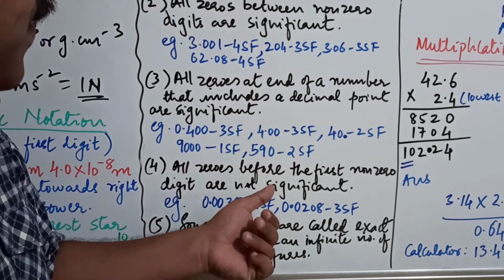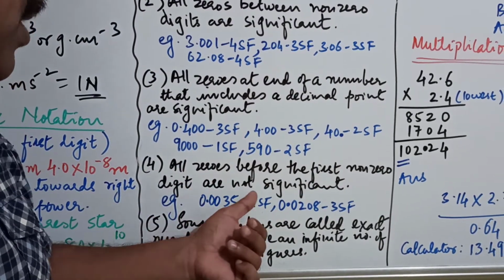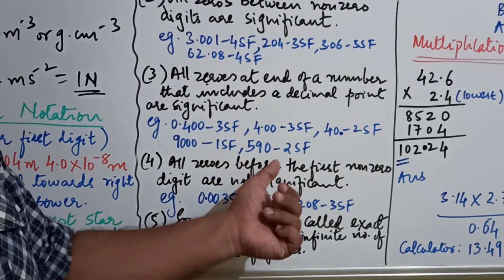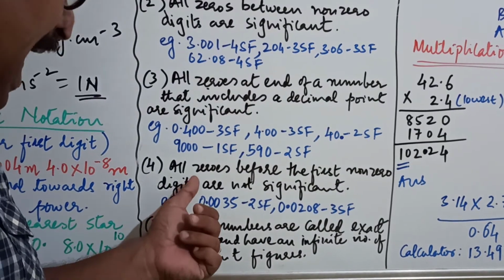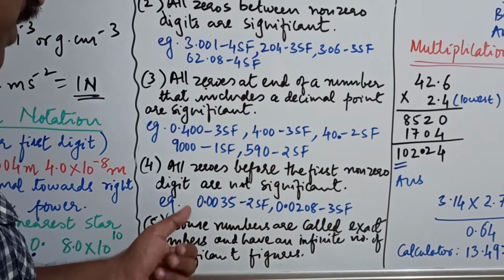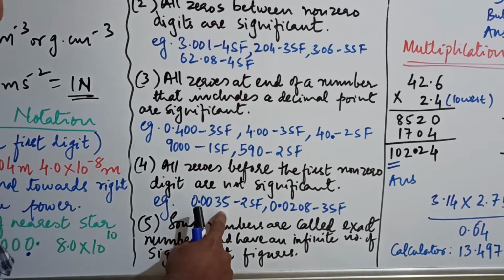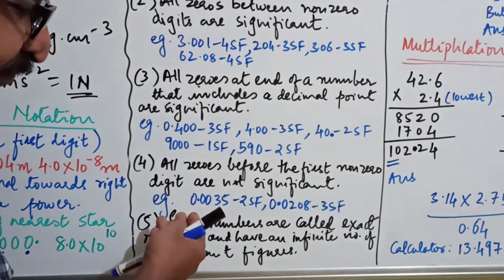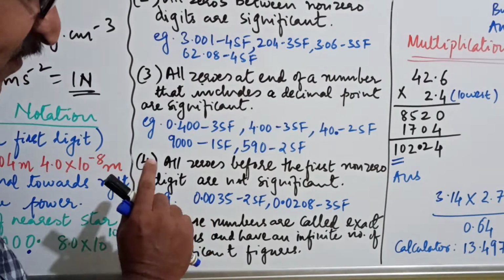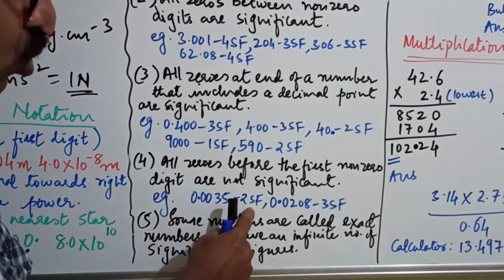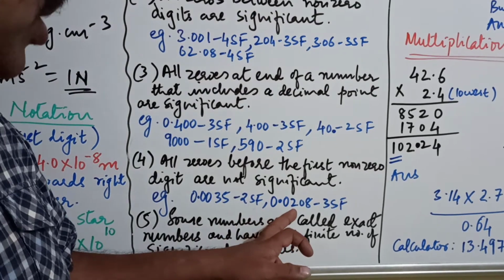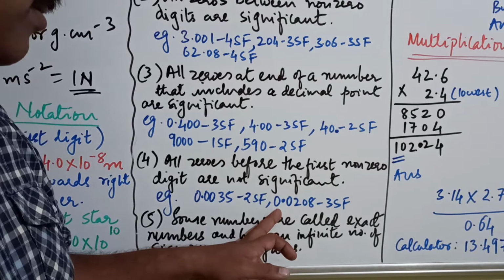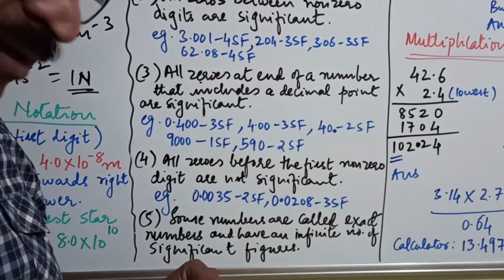All zeros before the first non-zero digit are not significant. Rule number 4, all zeros before the first non-zero digit are not significant. Example, 0.0035. Now this is before, to the left hand side. These 3 zeros are not significant. 35 is significant, so 2 significant figures. Here 0.0208, 208 is significant. These 2 zeros are not. So there are 3 significant figures.